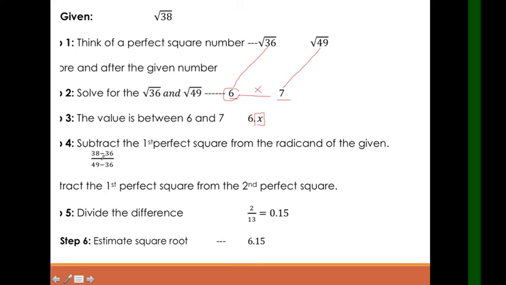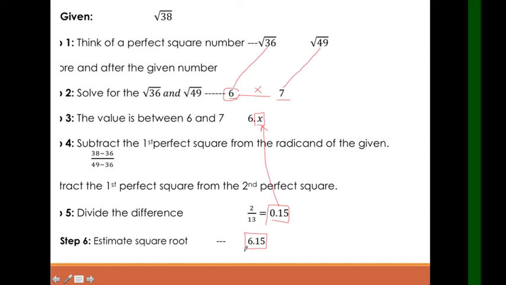Then, pag pinag-minus mo yan, 38 minus 36 is 2, and 49 minus 36 is 13. And then, i-divide mo sila, makukuha mo is 0.15. Yung 0.15 ngayon, ilalagay natin siya dito sa may x na to. That's why, ang answer natin is 6.15. Ito yung estimated value ng square root of 38.